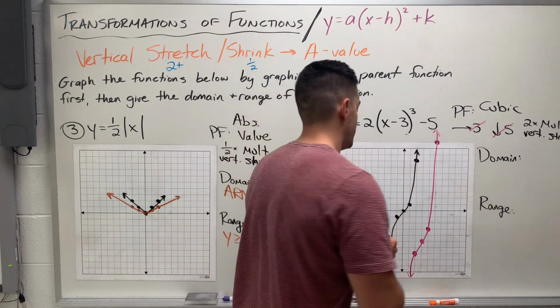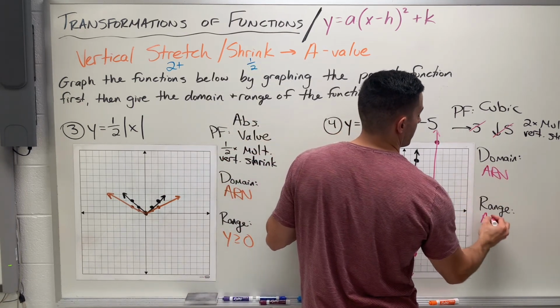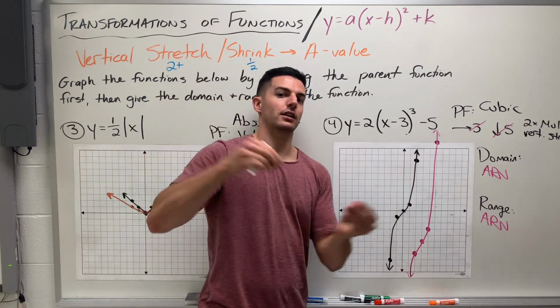Okay. Domain and range. You might have guessed it, they do not change. All real numbers for both, because there is no limit to how far these can extend left to right and up and down.